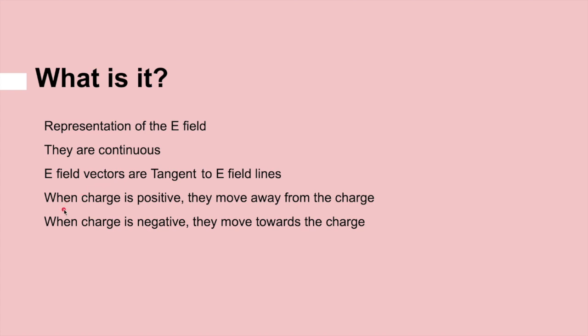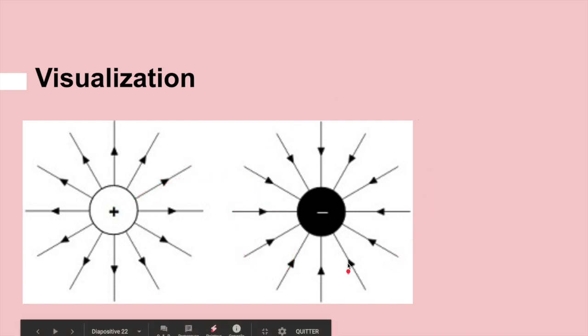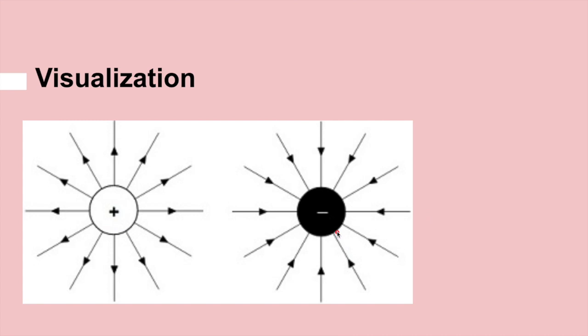Now when the charge is positive, the E-field lines move away from the charge, and when the charge is negative, they move towards the charge. So here we have a positive charge, and we have our E-field vectors, which could just be these little black arrows here. And then we have our E-field lines, which go right through them. Because if we were to draw our E-field lines, we have a line here, the tangent to that line is our E-field vector. So the tangent of a straight line is just the straight line itself. That's pretty simple. Here we have a negative charge, the exact same thing, but instead of going away from it, the lines are pointing towards it.